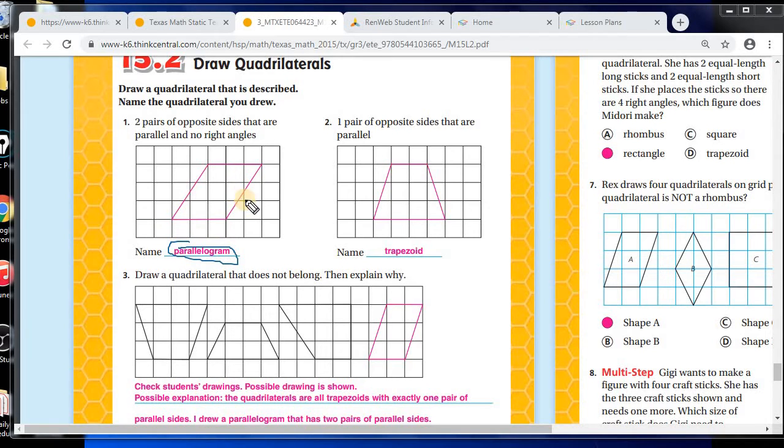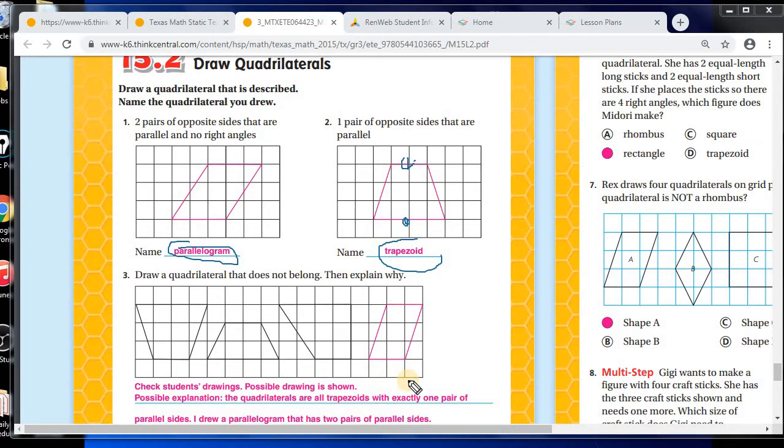2 pairs of opposite sides that are parallel. These 2 sides are parallel. These 2 are parallel, and there's no right angle here. Acute, obtuse, acute, and obtuse. Our good old friend the trapezoid has 1 pair of opposite sides that are parallel, and it's these 2 right here, and the other 2 are not parallel to one another, so it's the trapezoid.